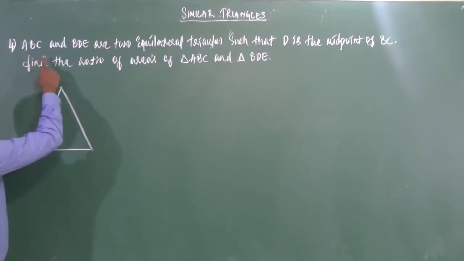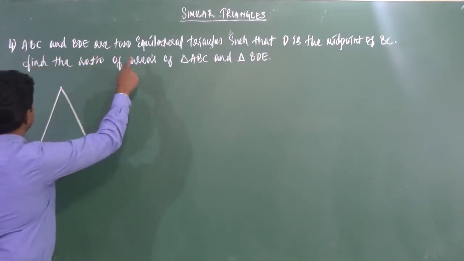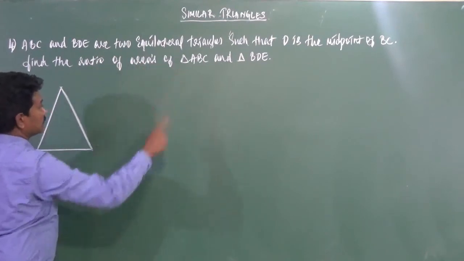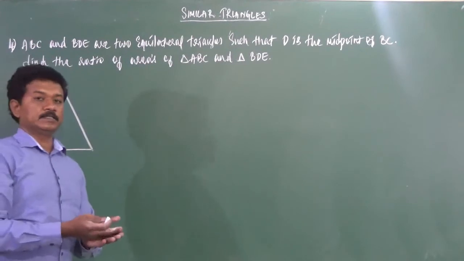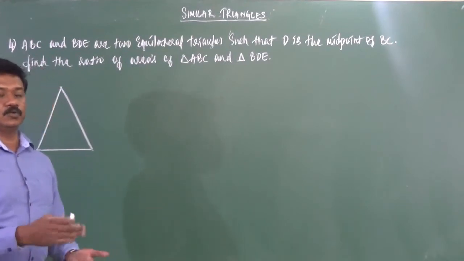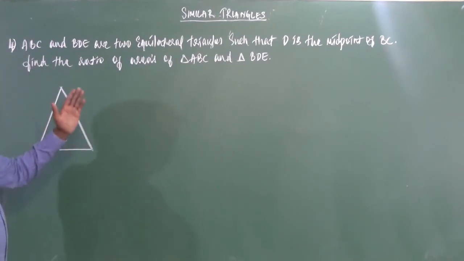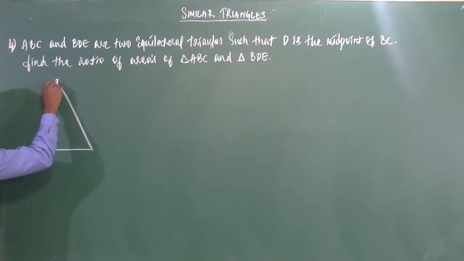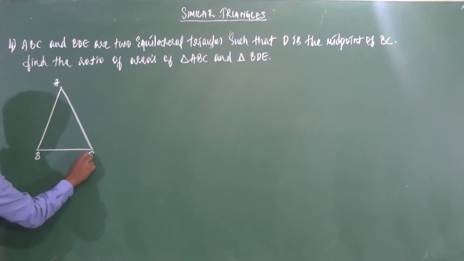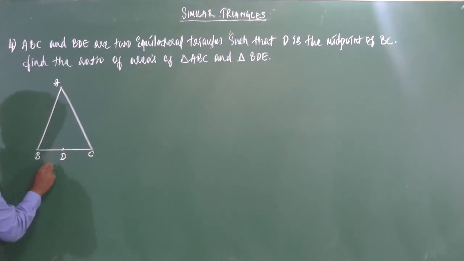So triangle ABC and BDE. ABC and BDE are two equilateral triangles. So equilateral triangles in the sense all 3 sides are equal. Hence the 3 angles will be equal to 60 degrees. Okay. Such that D is the midpoint of BC. So let us take this as triangle ABC and D is the midpoint of BC.